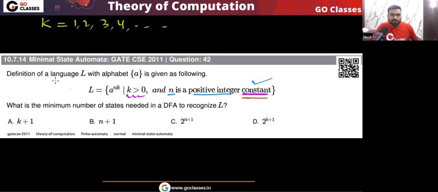Now the question is asking, for this language L, which contains the strings a power nk, what is the minimum number of states in the DFA to recognize L? Now let's understand this language and then you can easily solve it.